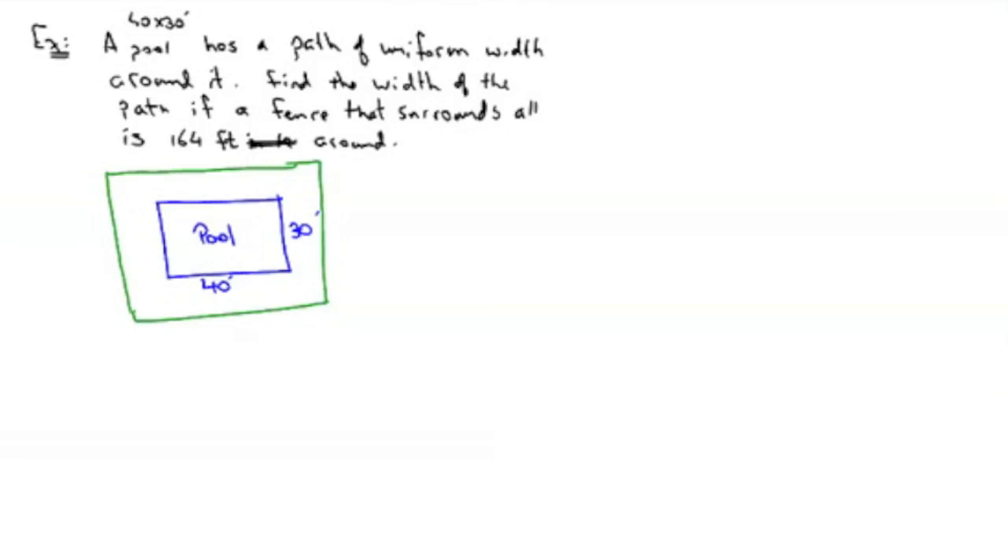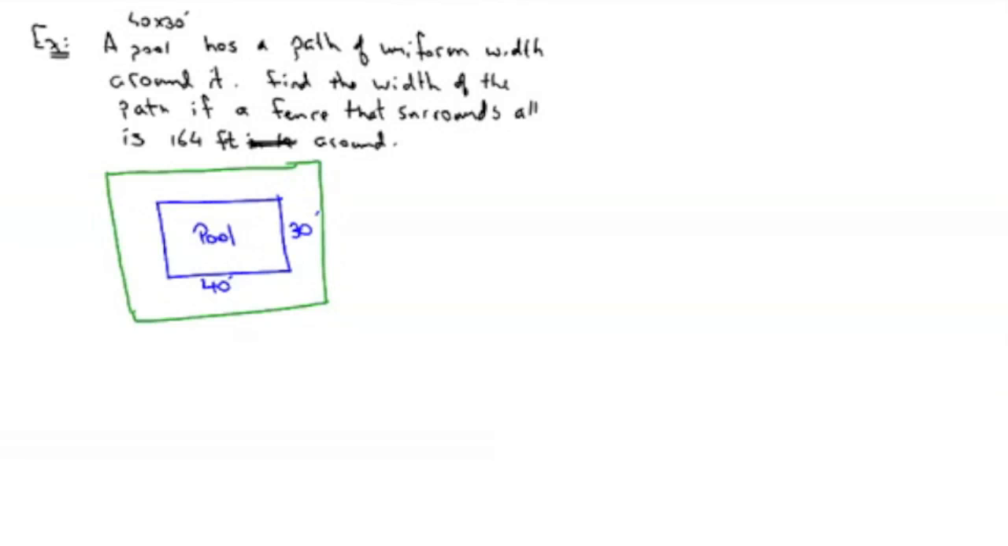What's the other thing that I need in my picture? 164. Well, that 164 doesn't go on a specific side. It's the entire green perimeter. So it's the perimeter of that fence. Oh, that's the length. Yeah. So that's why I got rid of "in length." I was going to say in length, but I wanted around the whole thing.